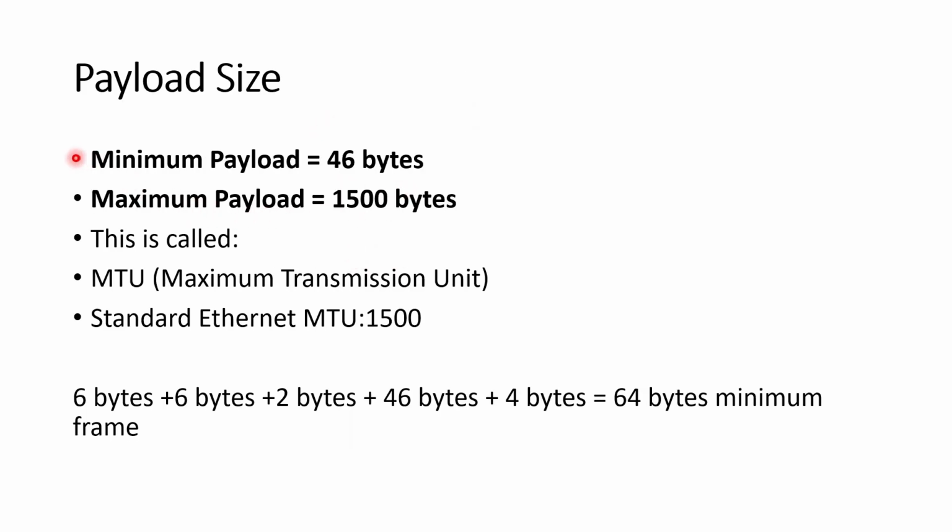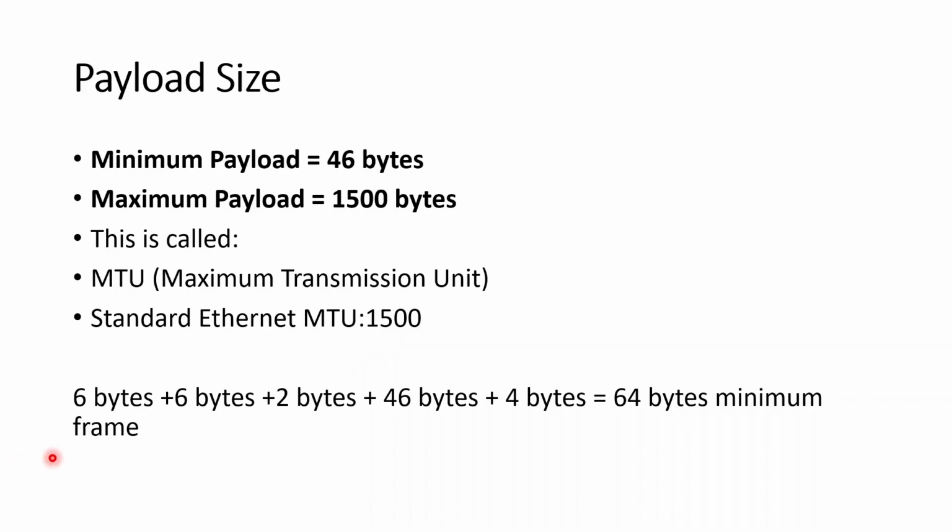Now, here is the minimum and maximum payload size. Do you remember the size of the length or type field? The length or type field is 2 bytes. The minimum payload size is 46 bytes, and the maximum payload size is 1500 bytes. This 1500 is called the maximum transmission unit. It is the standard Ethernet MTU, which is 1500.